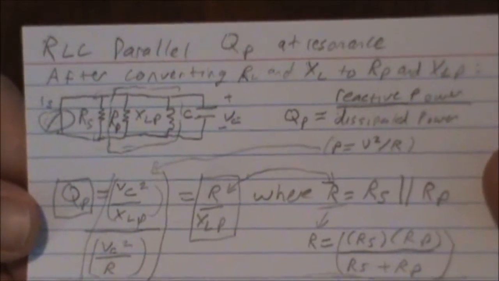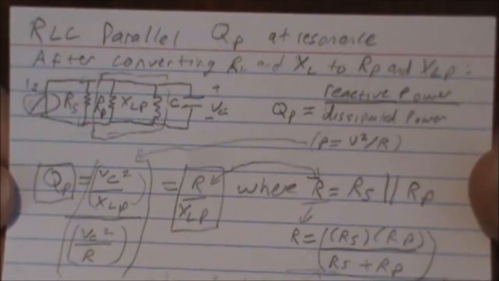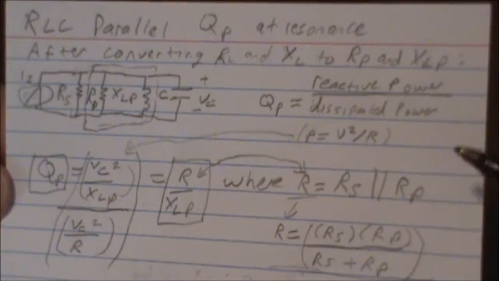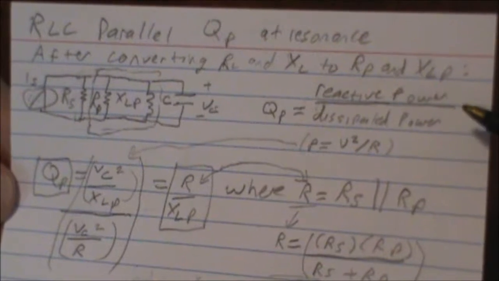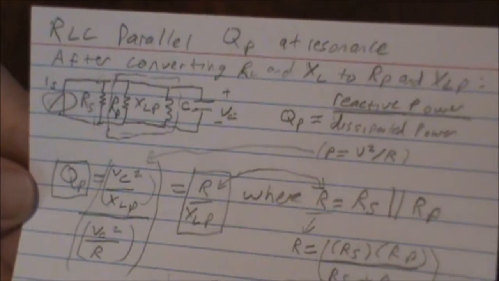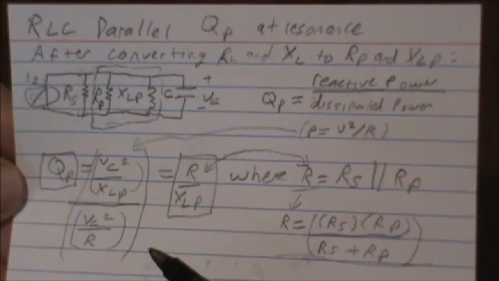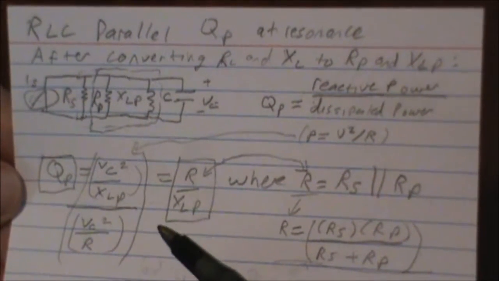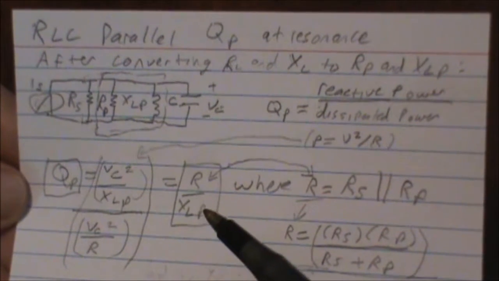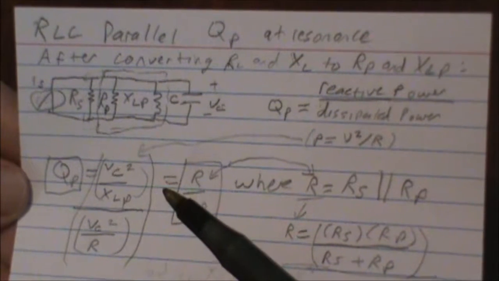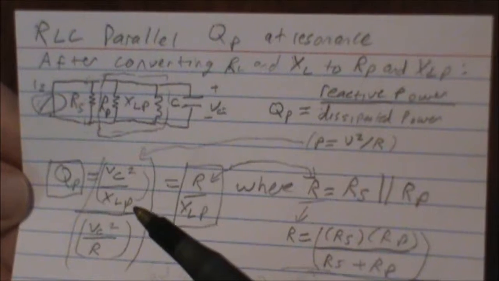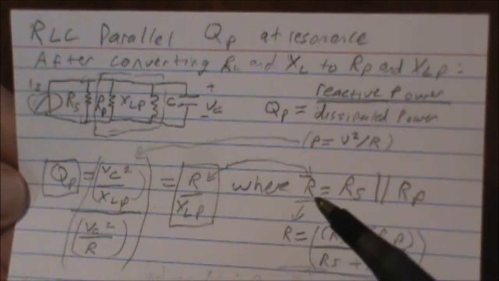RLC parallel Q at resonance. Right, this is just another way of looking at that previous card. Q is, again, always the reactive power over your dissipated power. It's that ratio. And let's say another way to think of it as Q parallel equals R over your XLP. Remember, not just XL, but XLP. But because these VC squareds cancel out and these XLP and R flip there.